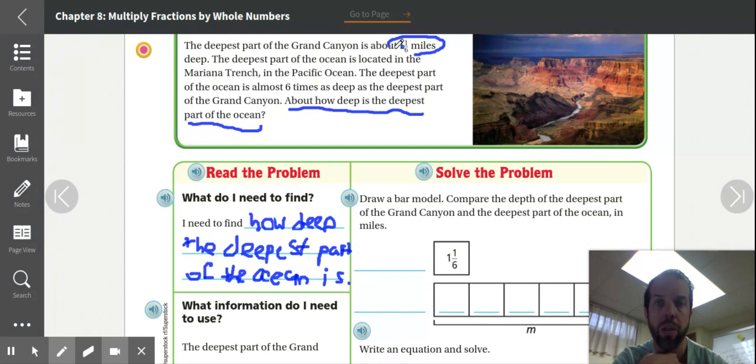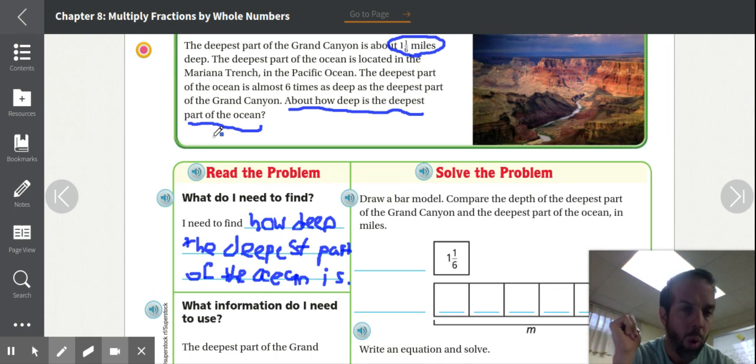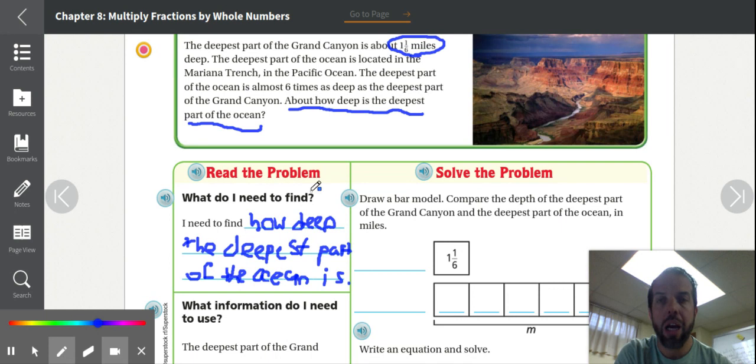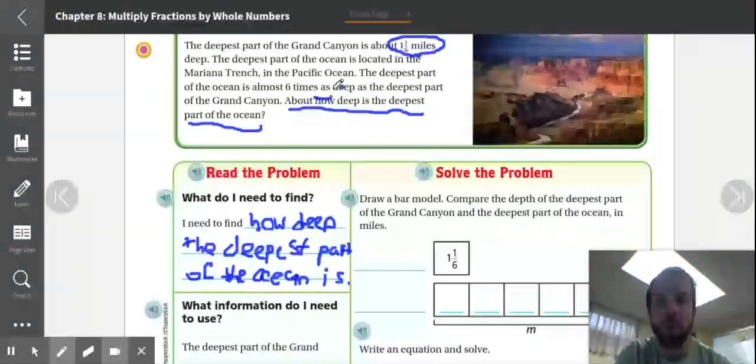It's 1 1/6 miles. And the word about usually means to estimate. In this problem, they're just giving us a good guess. They're saying it's about 1 1/6. Might be a few inches more. That's why they're saying about. All right. It's a good guess. The other important thing we want to underline is that the deepest part of the ocean is almost 6 times as deep. So I want to circle 6 times as.